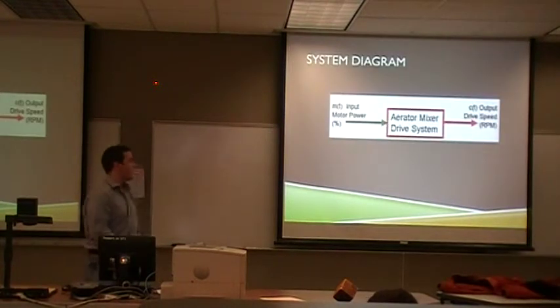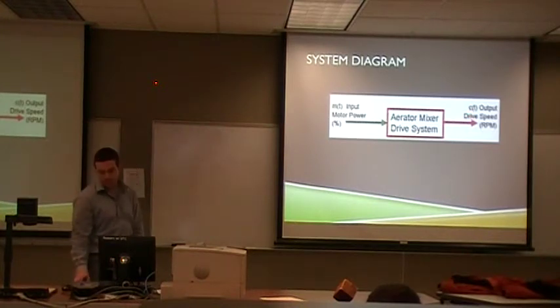This is the basic block diagram for our system. Our manipulated variable input is the motor power. It goes through the system and comes out as the controlled variable, the drive speed and RPMs of the engine.